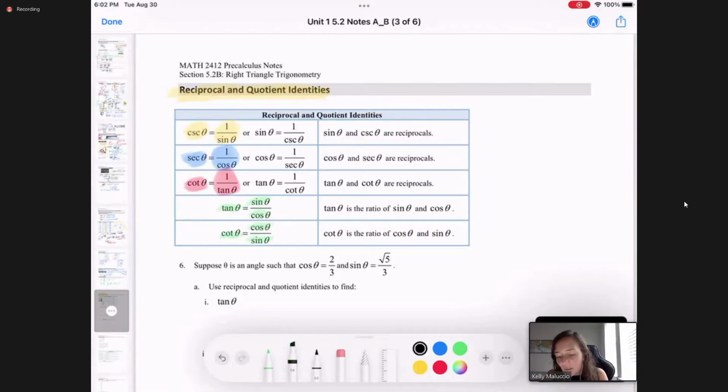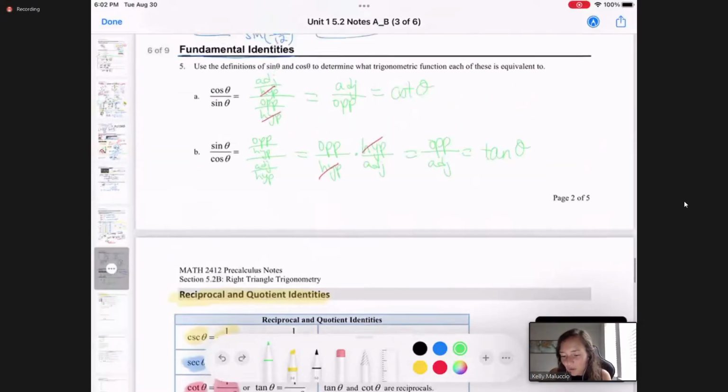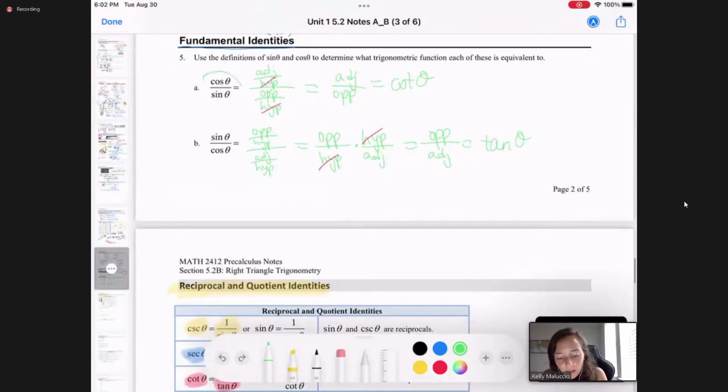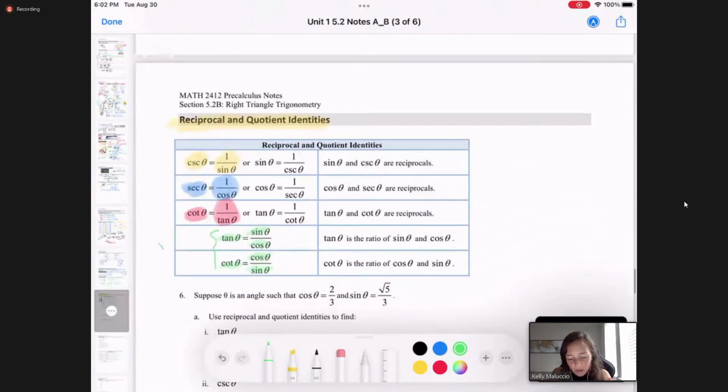And in the previous page, if you remember, I have to remember how to do this. Don't draw with finger. There we go. I was trying to scroll. Okay, here we go. In the previous page, we found that this is equal to cotangent and this is equal to tangent. And that is just listed right here. We found this on the previous page.